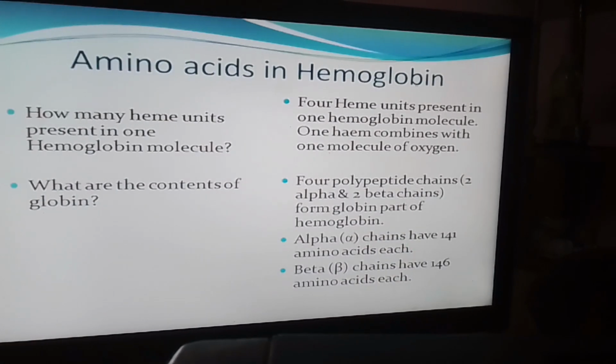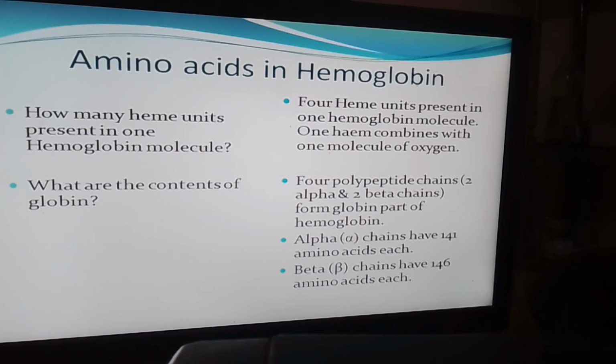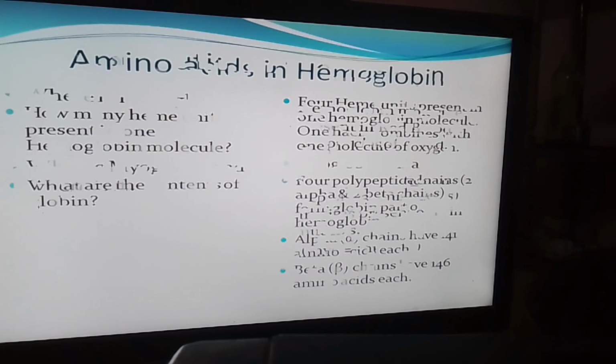And then if you say myoglobin, even I have given here the number of amino acids making alpha chain and beta chains. Each alpha chain is made of 141 amino acids, each beta chain made of 146 amino acids. That way you can calculate how many amino acids may form one hemoglobin molecule along with the heme.